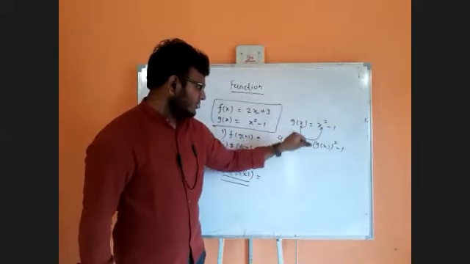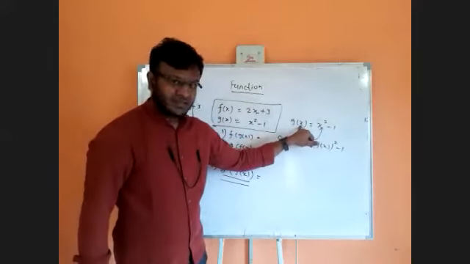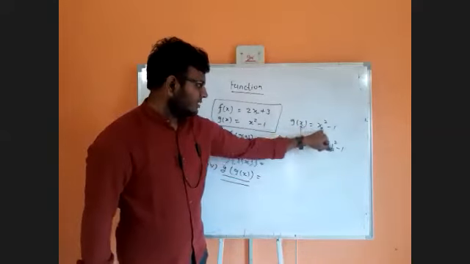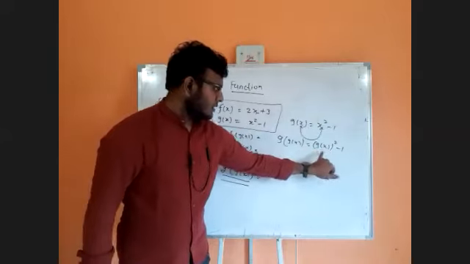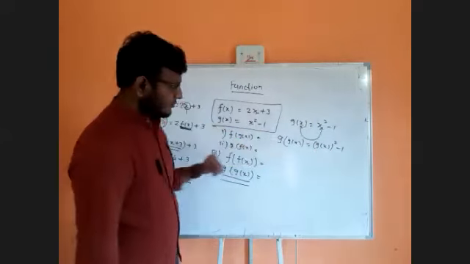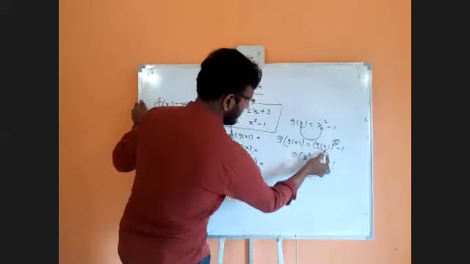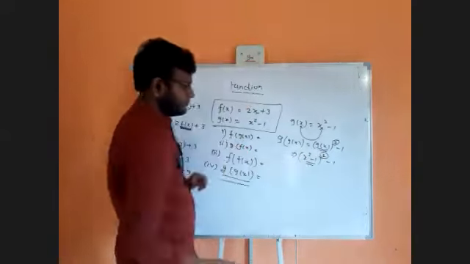Now g of g of x means instead of taking input as x, it will take input as g of x. So replace x by g of x. I just replaced it. But what is g of x? g of x in turn is x square minus 1. x square minus 1, and then whole square. So this 2 is this 2. But g of x itself is x square minus 1. You understood?